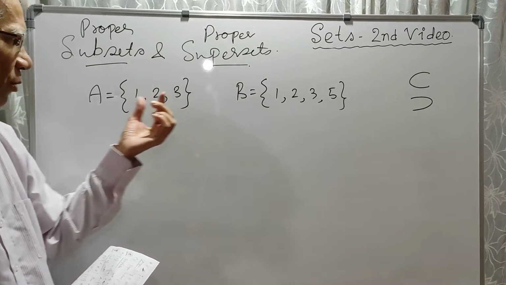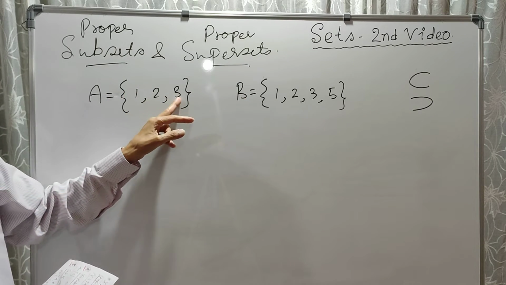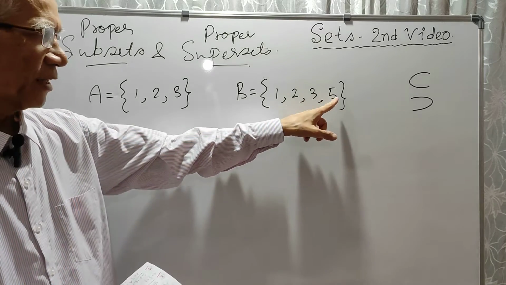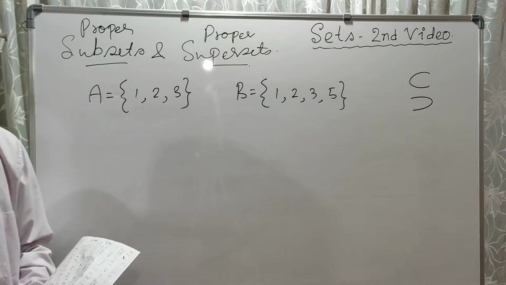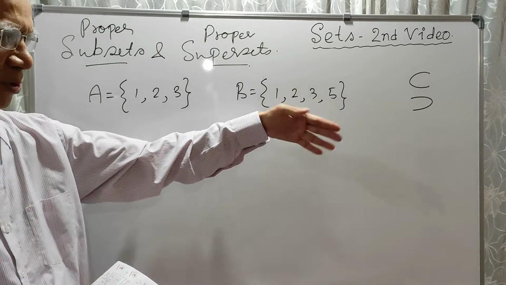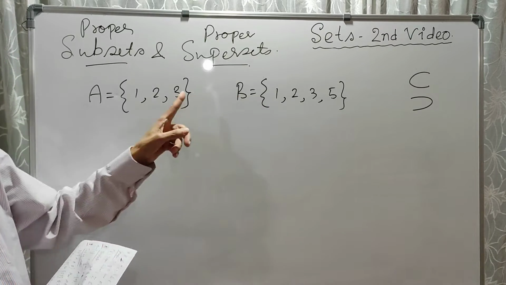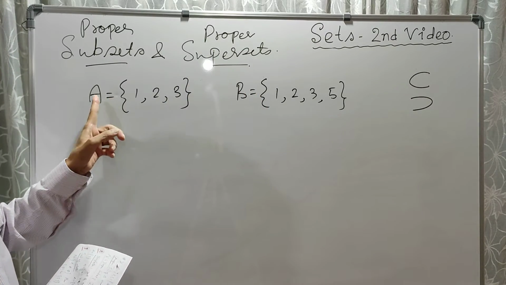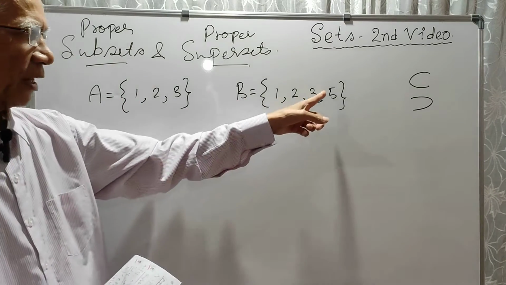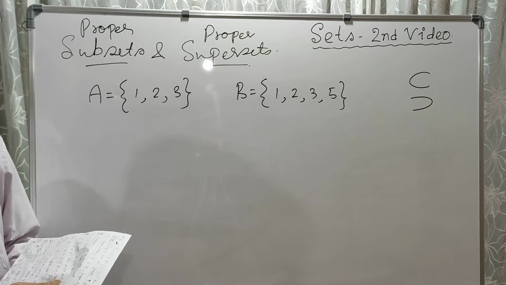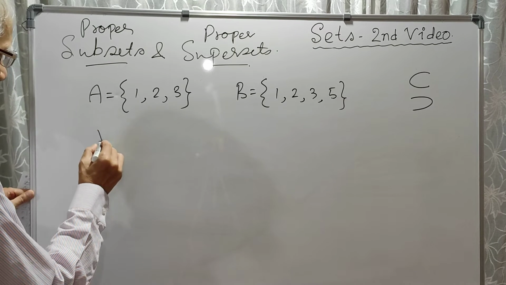Now, why is B a proper superset of A? Because B contains all the elements of A plus one extra, at least one extra. So here there is one extra element, 5. There may be more than one element extra. There may be 1, 2, 3, etc. So this is a proper superset of this because it contains all the elements of this set plus one additional element. At least one additional element should be there.